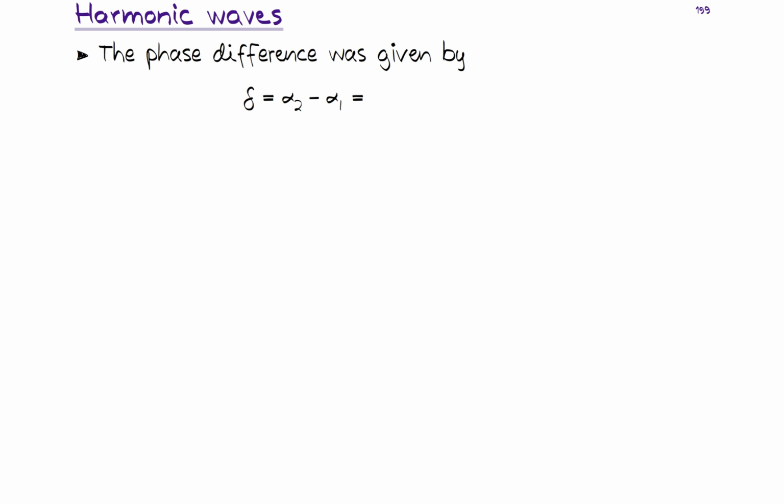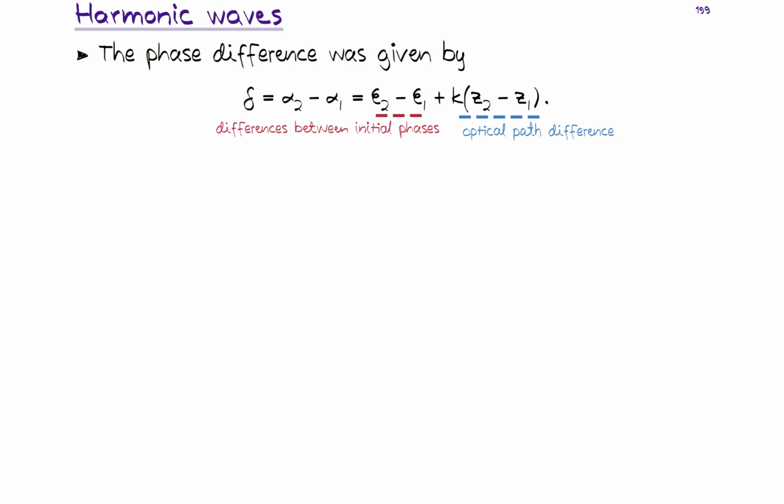So essentially what we have is the difference between the initial phases, epsilon 2 minus epsilon 1, and this is the difference between the initial phases, and then we have a term arising from the propagation of fields. So basically the wave number amplitude k times the difference between the generalized propagation coordinates, z2 minus z1. So this would be my optical path difference.